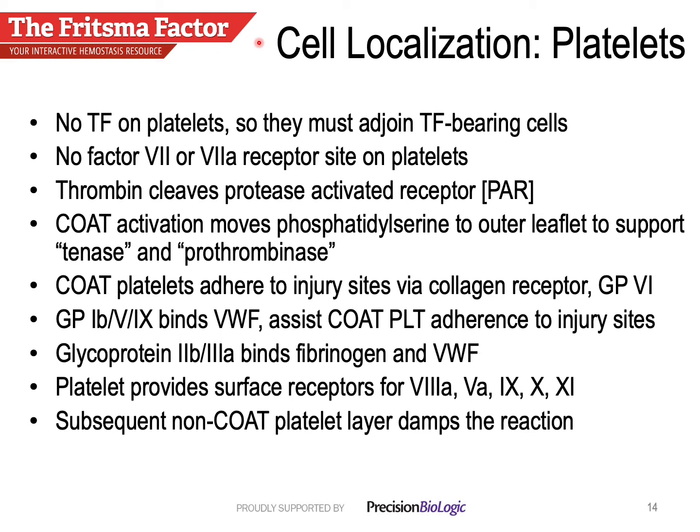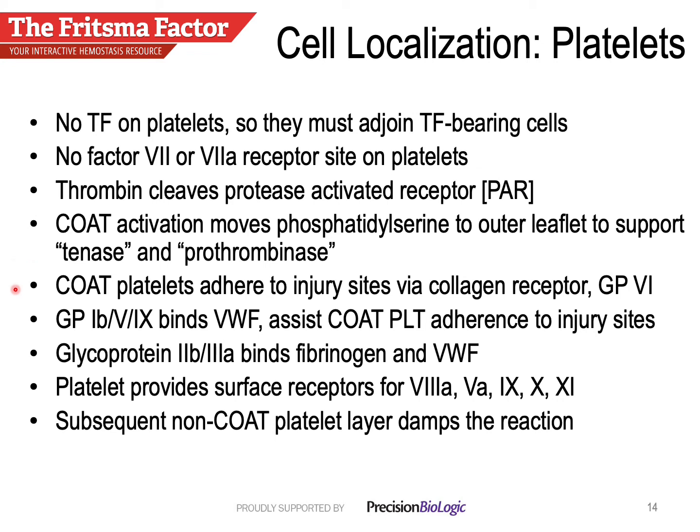Platelet cell localization is essential. There's no tissue factor on platelets, so they must adjoin tissue factor-bearing cells. Also, there's no factor VII receptor on platelets. Thrombin cleaves the protease-activated receptor PAR to partially activate platelets. Coat activation moves phosphatidylserine to the outer leaflet to support tenase and prothrombinase.